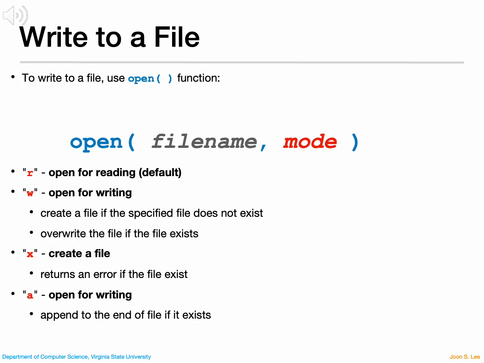To work with files, we use the open function, which takes two main arguments, the file name and the mode. The mode determines how the file is accessed. The default mode is r, which is used for reading. The w mode is used for writing. It will create a new file if it doesn't exist, or overwrite the file if it already exists. The x mode is used to create a file, but it will raise an error if the file already exists. The a mode is used to append data to the end of an existing file. Understanding these modes is important because they control whether your data is preserved, replaced, or extended.